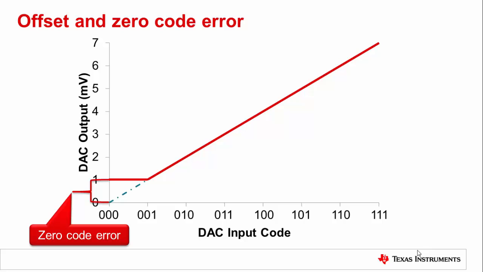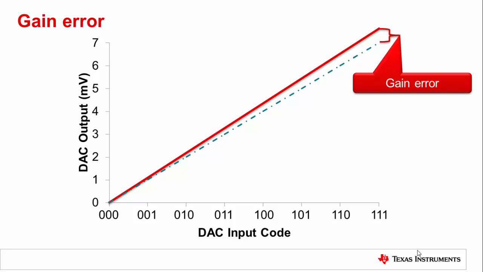Both unipolar and bipolar DACs will express an offset error and zero code error term. The next specification to consider is gain error. If offset error is the b term in y equals mx plus b, then gain error can be considered the m term. Gain error describes the deviation from the ideal slope of the transfer function, defined as 1 LSB.